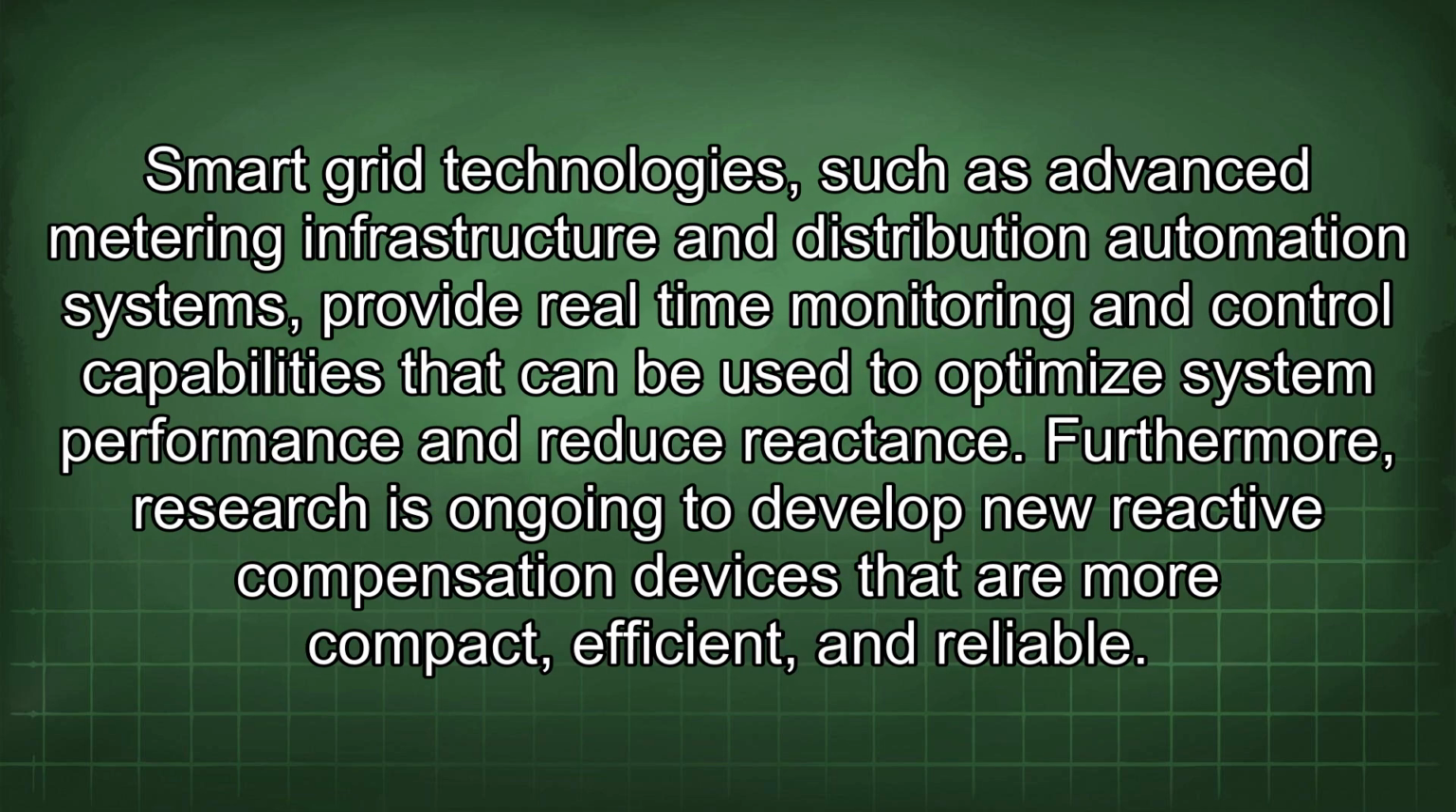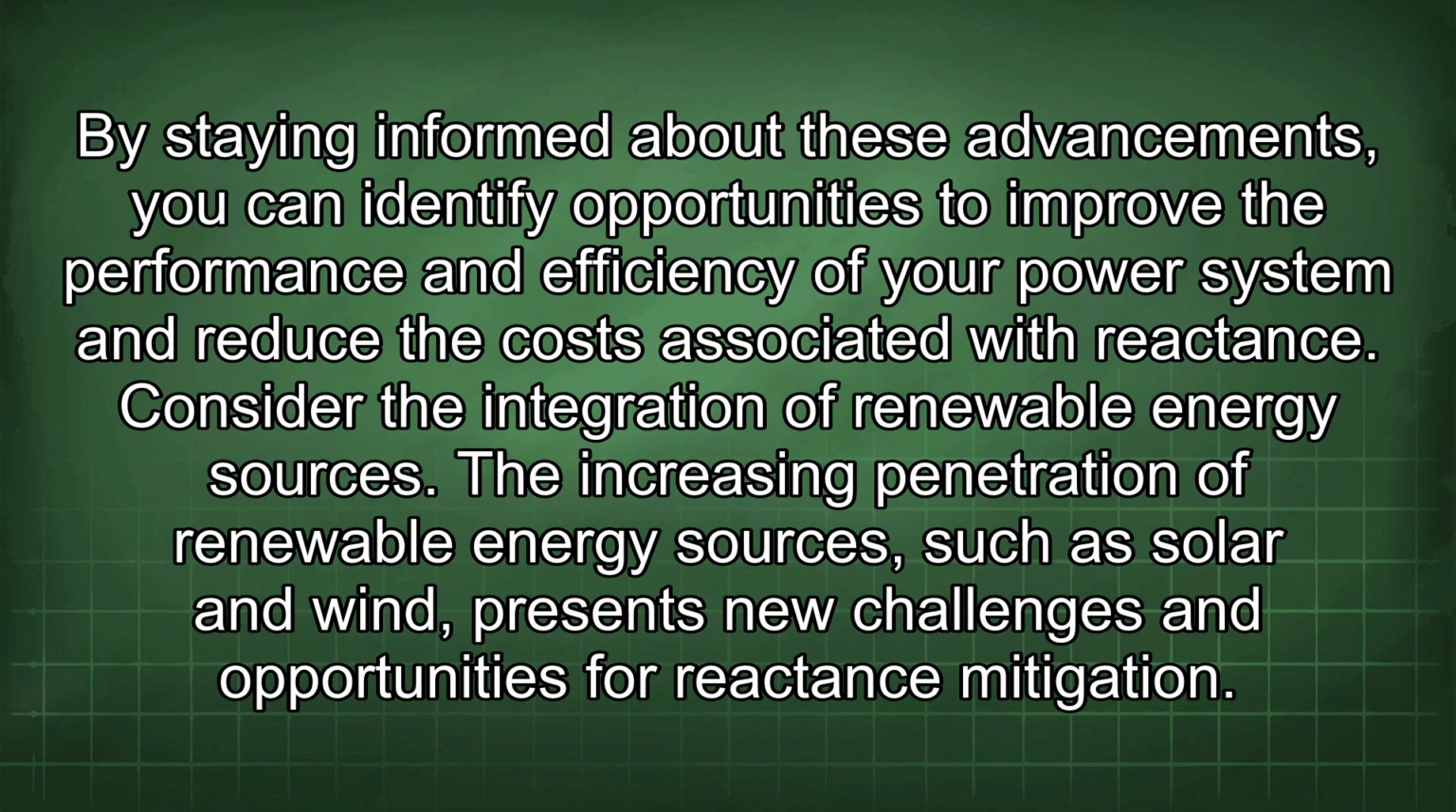Smart grid technologies, such as advanced metering infrastructure and distribution automation systems, provide real-time monitoring and control capabilities that can be used to optimize system performance and reduce reactance. Furthermore, research is ongoing to develop new reactive compensation devices that are more compact, efficient, and reliable. By staying informed about these advancements, you can identify opportunities to improve the performance and efficiency of your power system and reduce the cost associated with reactance.